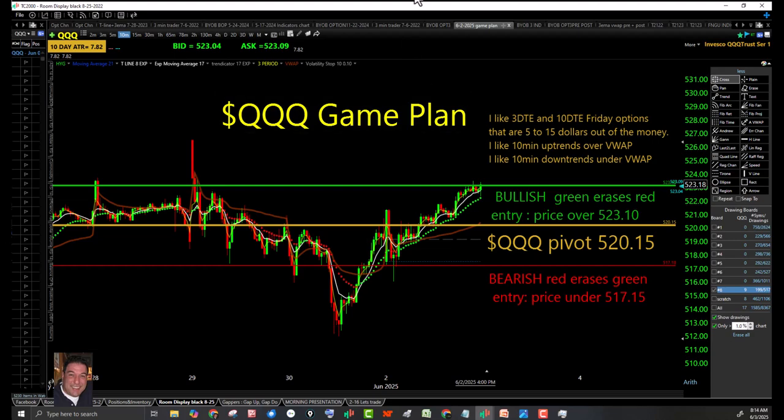All right, here's the QQQ game plan. QQQ pivot, 520.15. Above it, I'm a bull. Below it, I'm a bear. Bullish green erases red over 523.10. Red erases green underneath 517.15.